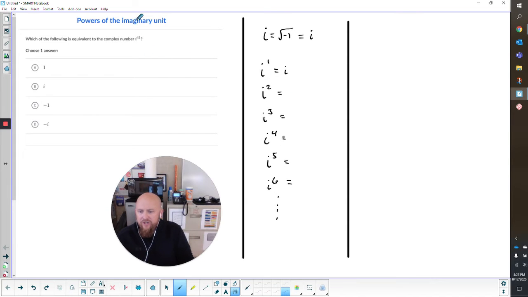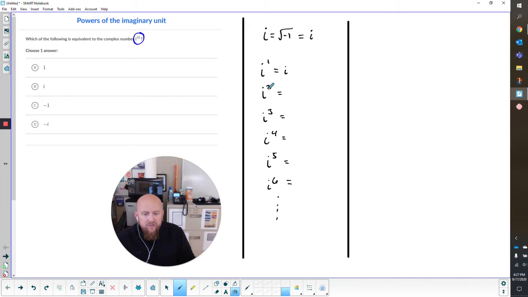So the question we're ultimately going to get to is, which of the following is equivalent to i to the 41st? Oof. I don't think I've ever raised anything to the 41st, let alone an imaginary number. So let's give this a shot. First, let's look at the pattern.